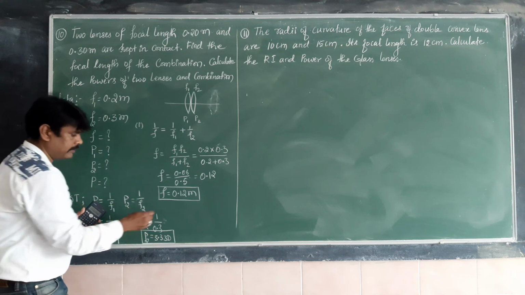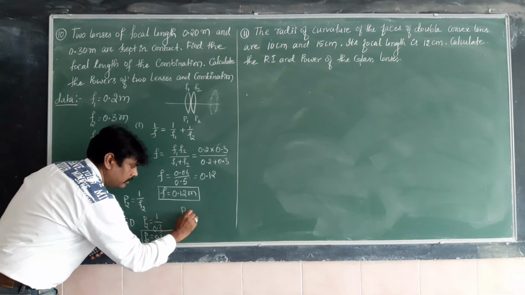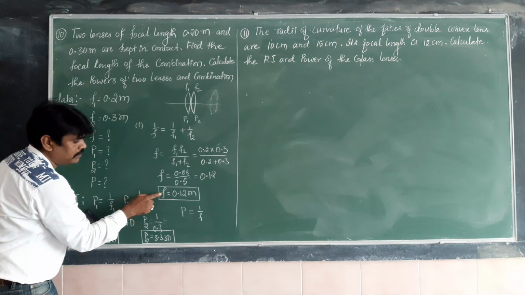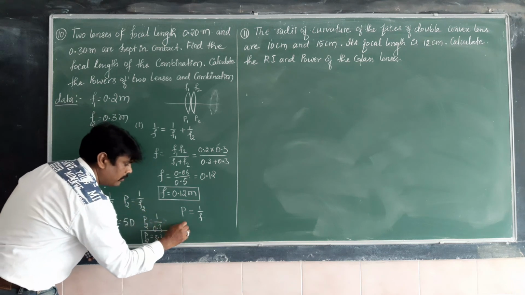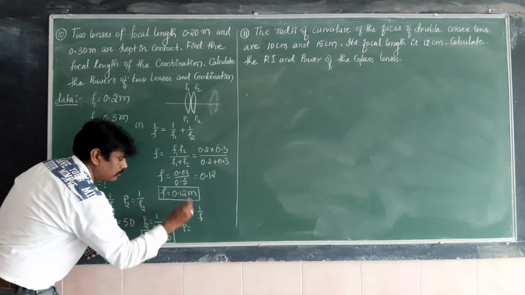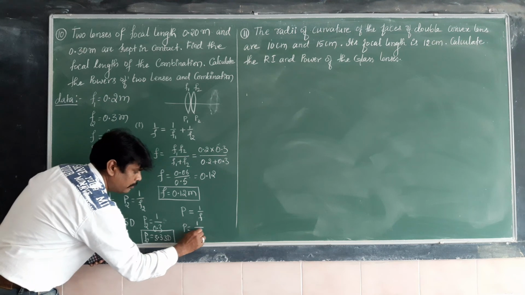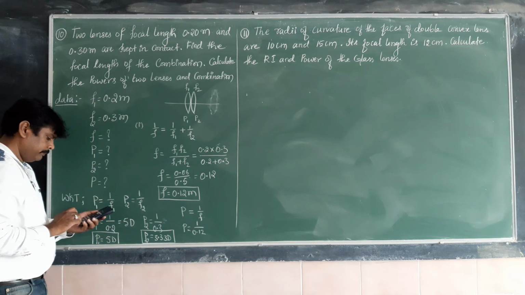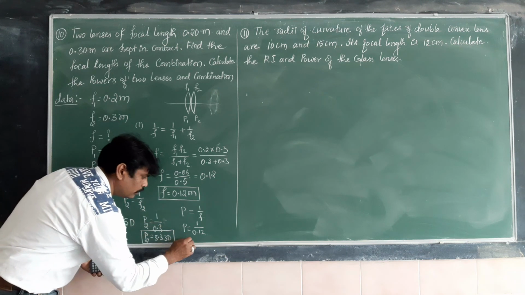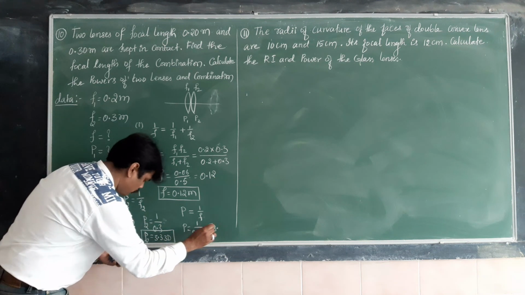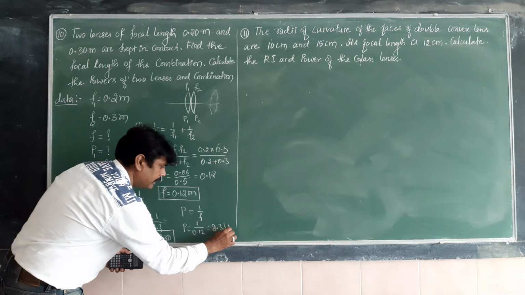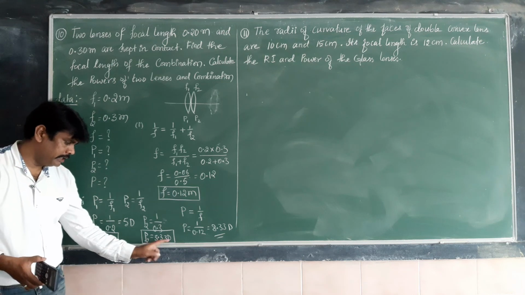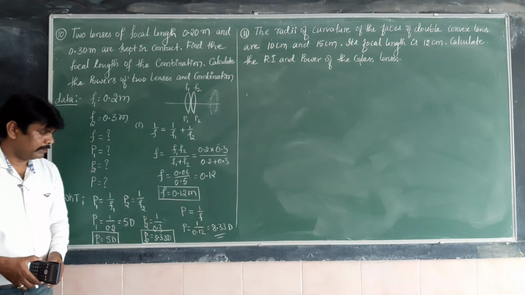So reciprocal, that's it. And one more thing we have to find: the power of the combination. P is equal to 1 by F. So for the combination, the equivalent focal length is 0.12, and power P is equal to 1 divided by 0.12, which gives a total power of 8.33 diopter. So obviously the sum of these two, 5 plus 3.33, is equal to 8.33 diopter.